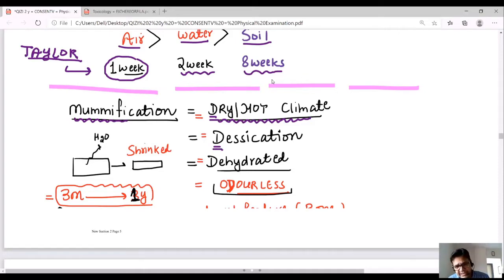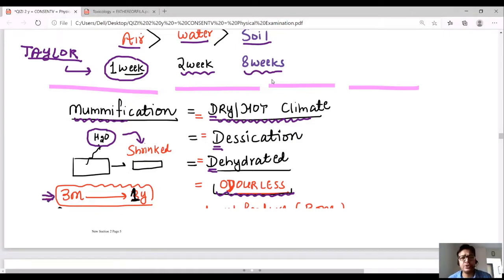The body is dehydrated, and Dr. Saab, this question comes: this mummified body is odorless, no smell. Dry and hot climate, it is known as desiccation. The body is dehydrated. Water content of the body will evaporate and come out, and the body will shrink, my dear friend. And mummification takes 3 months to 1 year.